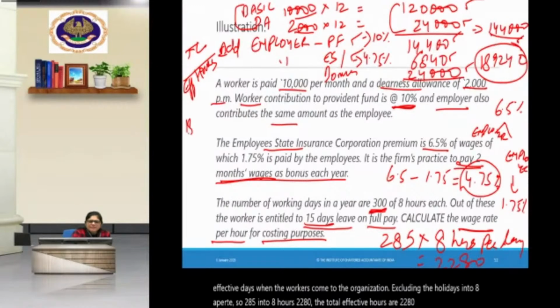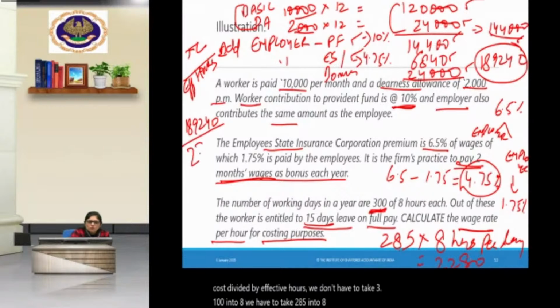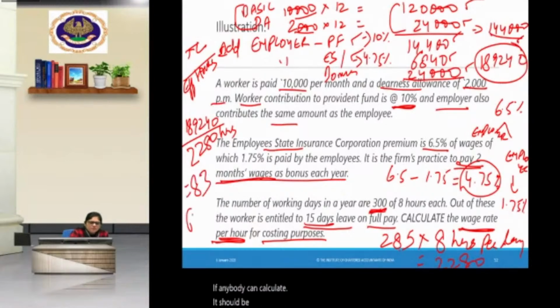So 189,240, the total cost divided by effective hours. We don't have to take 300 into 8. We have to take 285 into 8. So 2,280 are the effective hours. Total cost divided by total effective hours will give you the wage rate per hour. Clear? If anybody can calculate, it should be 83 per hour. Anybody who has calculated? Yes. 83 wage rate per hour.